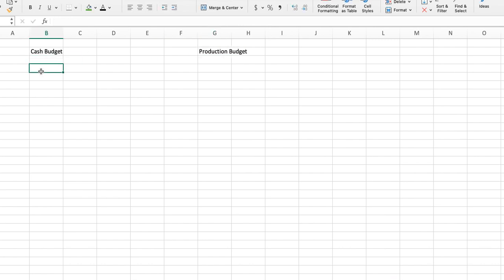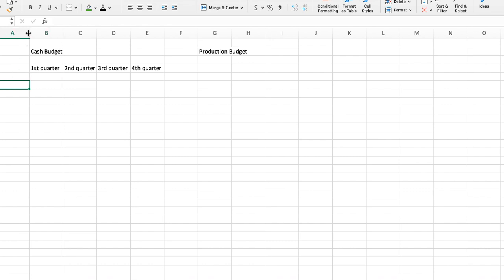Let's just say that we have a cash budget. When you see these, and when you work on these in your career, generally you'll see them by month or quarter. So we're going to set this one up by quarter.